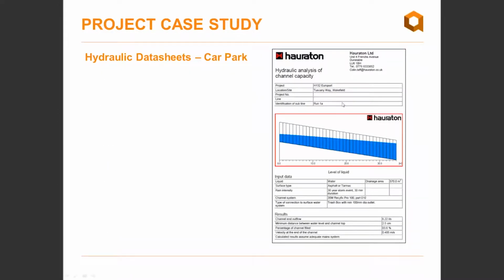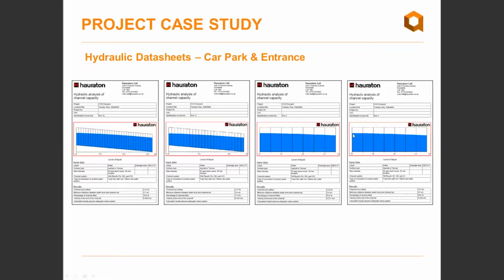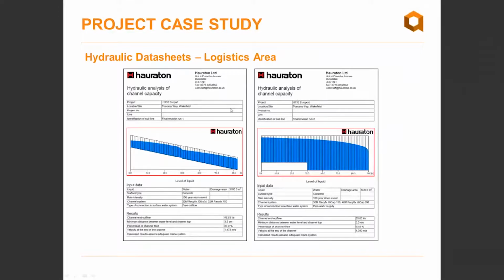So here you see the hydraulic data sheet for one of the trench drain runs in the car park area, and you see here the catchment area was 570 metres squared, and the maximum discharge was 6.22 litres per second. And we provided hydraulic data sheets for all the different areas, car park and entranceway, and also the logistics area as well. Here you can see one of the trench drain runs has a gradient, so the data sheet represents that, and both systems in the logistics area had a step fall configuration.